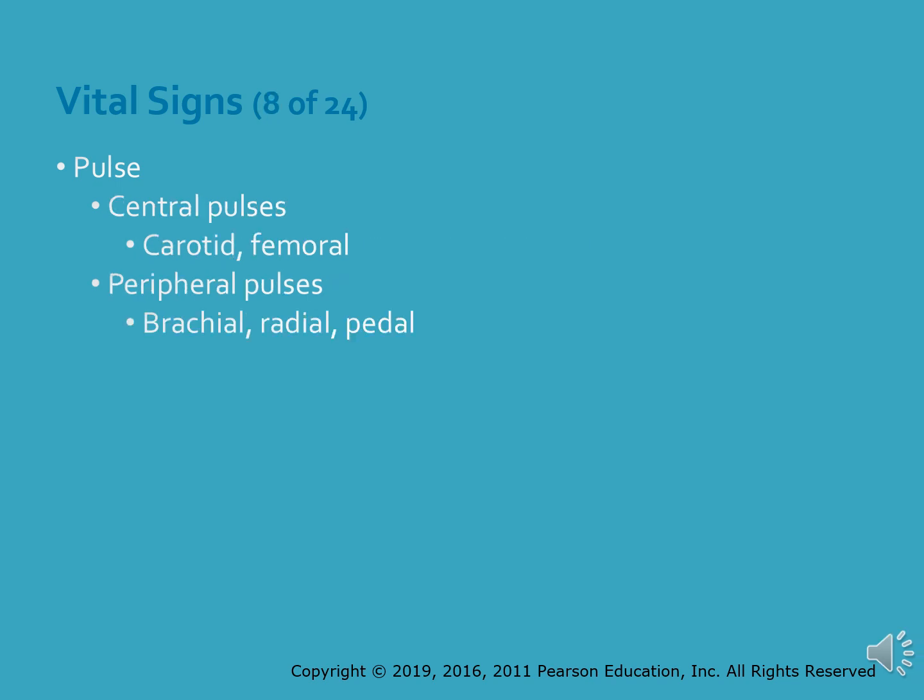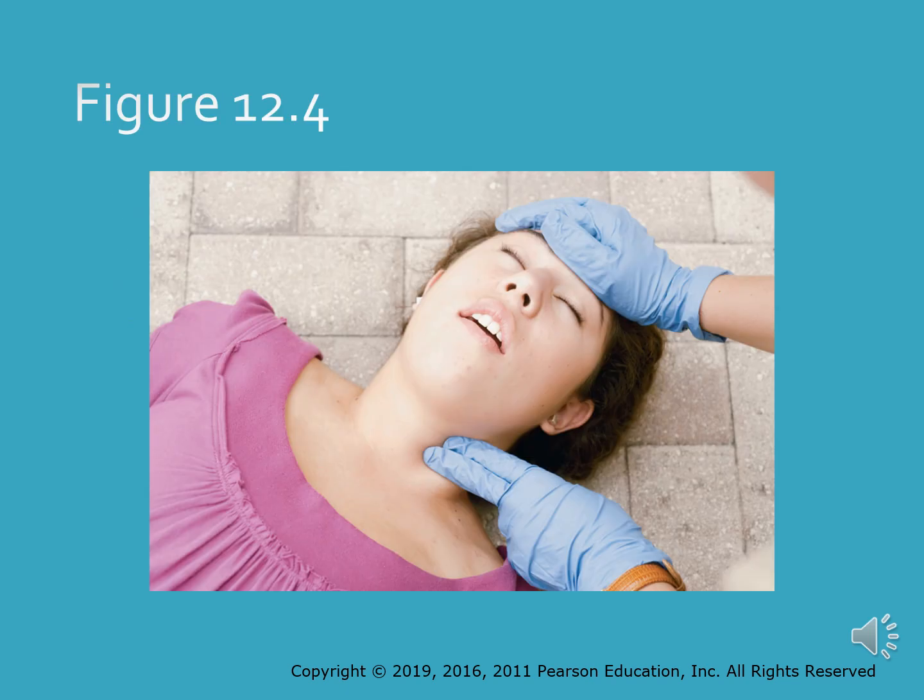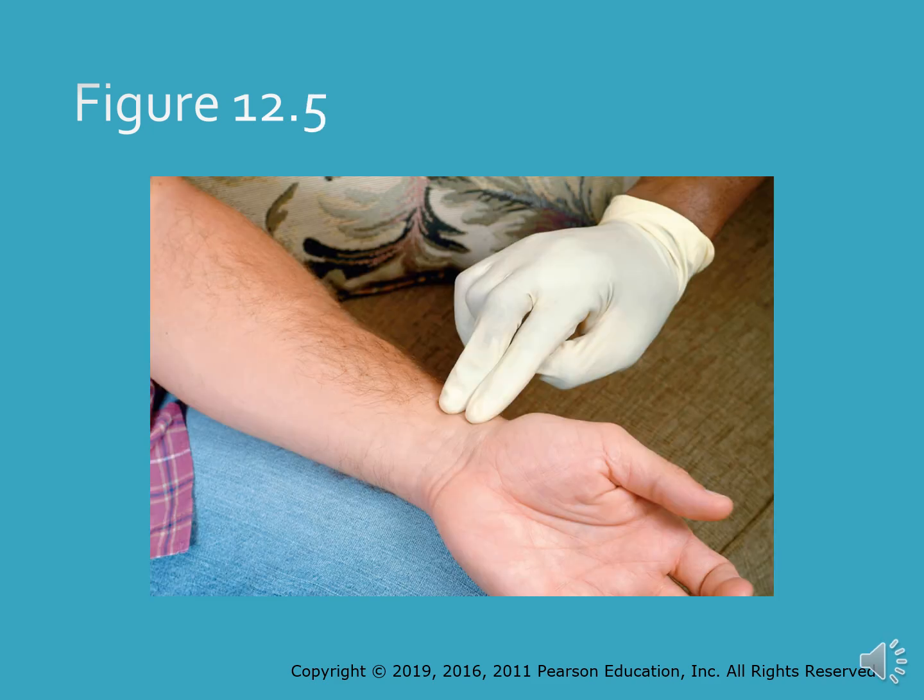So again, just to recap, your central pulses are going to be your carotid and your femoral, and your peripheral pulses are your brachial, your radial, and your pedal because they're farther away from the heart. Here is locating the carotid pulse point in the neck. Here is the radial pulse point in the wrist.